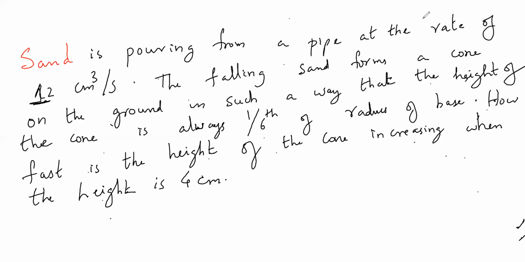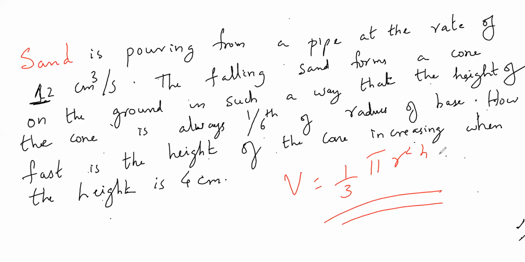Area of the cone, if you don't know, I'll tell you the formula. It's not area, it's volume actually. Volume of the cone: V is equal to 1/3 pi r square h. You may have forgotten that. And one more clue I can give you: height of the cone is equal to 1/6 of the radius. So I've given you everything.